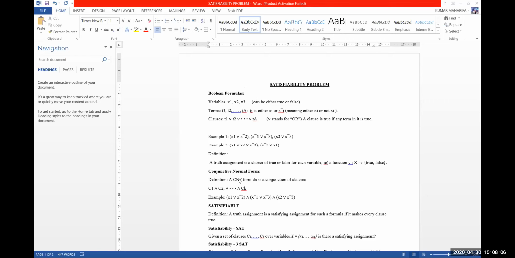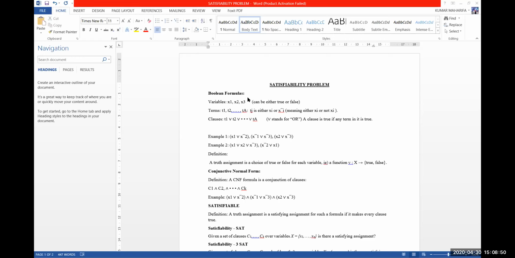For example, here we have one example: x1 OR x2 bar, comma, x1 bar OR x3 bar. This V symbol stands for OR. OR takes two arguments, the left argument and the right argument. If any one of these arguments is true, then this formula is true. That is the meaning of OR. This other symbol represents AND. AND also takes two arguments, left and right. Only if both arguments are true will the formula be true. So that is the meaning of OR and AND.